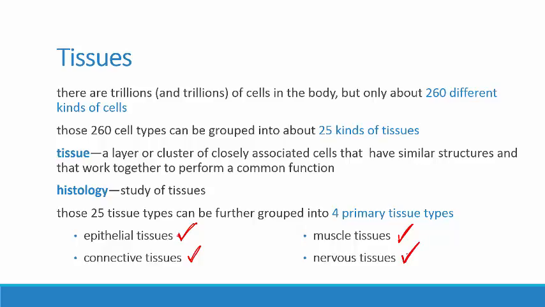So epithelial, connective, muscle, and nervous tissue are the 4 primary tissue types. And again, there are, give or take, 25 tissue types in the body total. So that means that there must be multiples of epithelial, connective, muscle, and nervous tissues. All right.